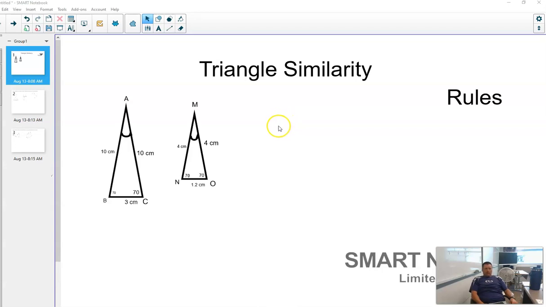All right, we're talking about triangle similarity today. So let's get right into this here.